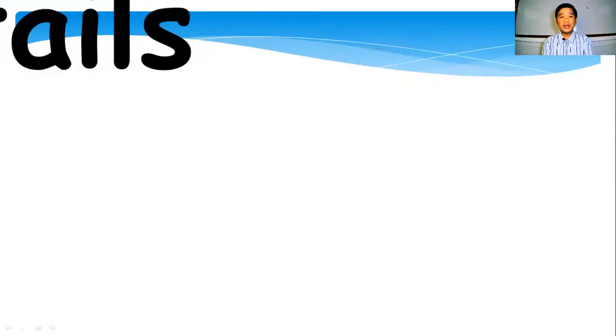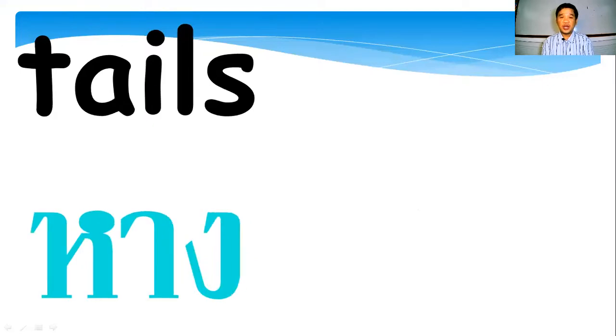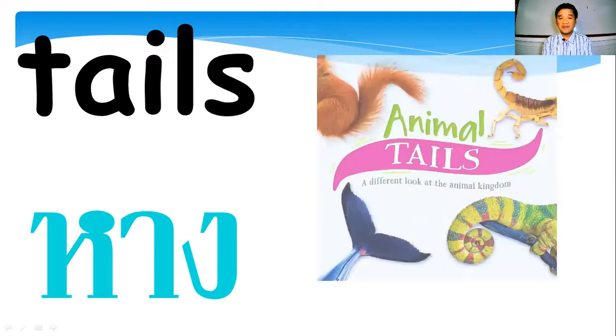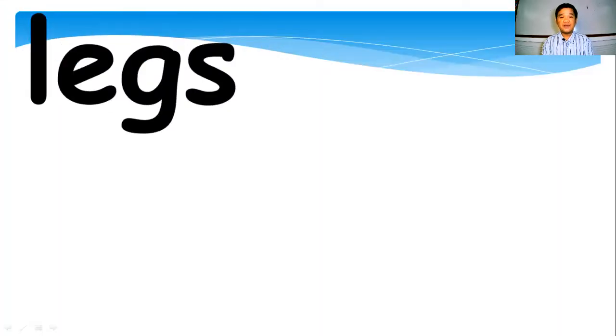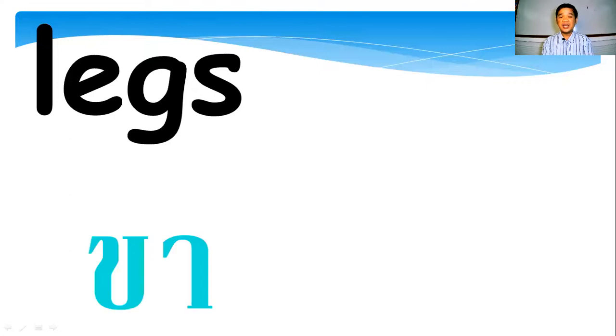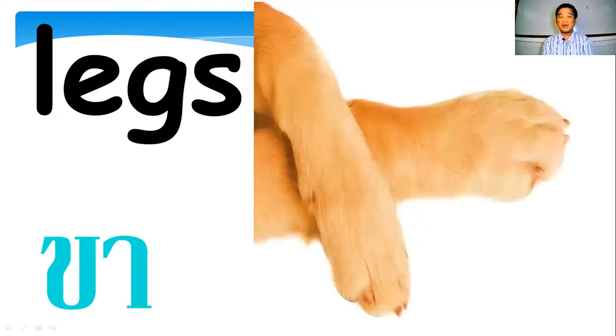And then after that, we also learn about the different parts of the body of the animal, such as tails, and then we were able to identify the tails of the animals, and then we have also identified the legs of the animals, and legs is one of the most essential parts of the body of the animals because legs are used for moving.